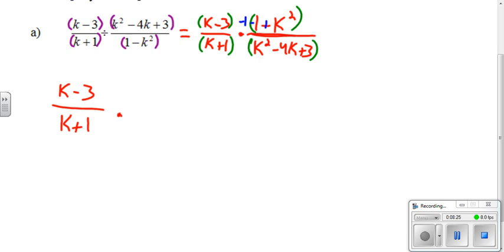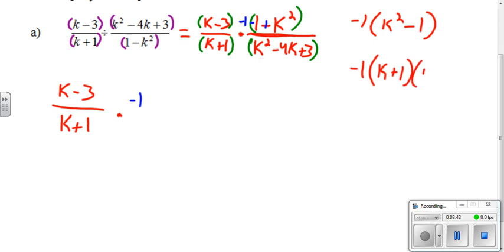We take out that -1 over here. I'm going to write this on the side here. Taking out a -1 would leave us with k squared minus 1. And we know that k squared minus 1 is a difference of squares, so it would be -1 times k plus 1, k minus 1. So this is going to be our numerator over here. So -1, k plus 1, k minus 1.